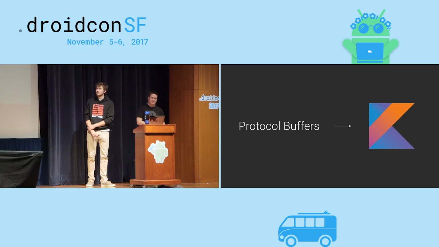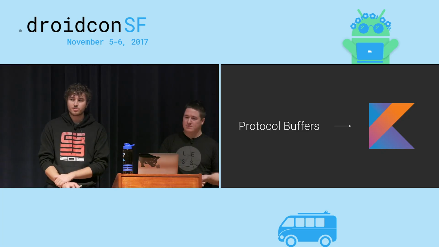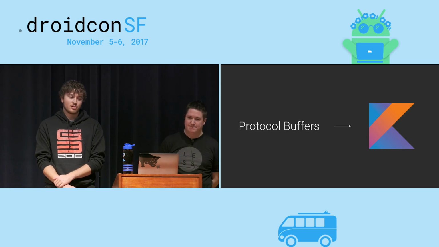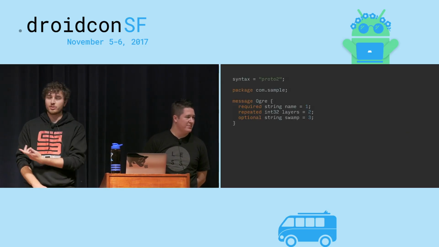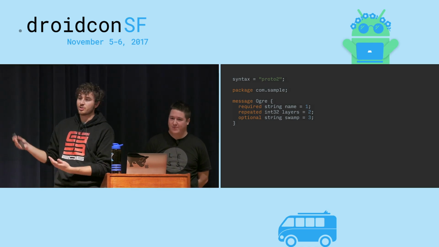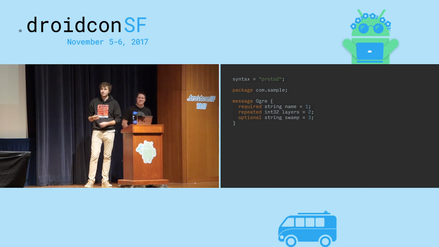So to illustrate this a little bit more clearly, we're going to go into one example, which is protocol buffers. Square has a library called Wire, which is a code generation tool for protocol buffers. A protocol buffer looks something like this. This is the definition of what the proto looks like. In this case, we have an ogre type, and it has 3 attributes: name, layers, and swamp.